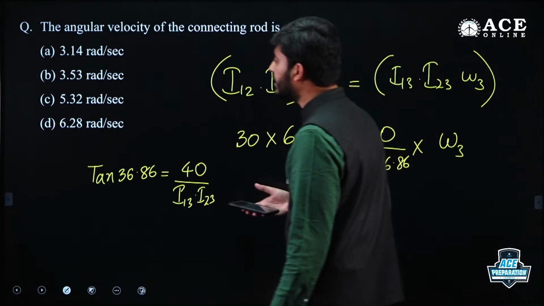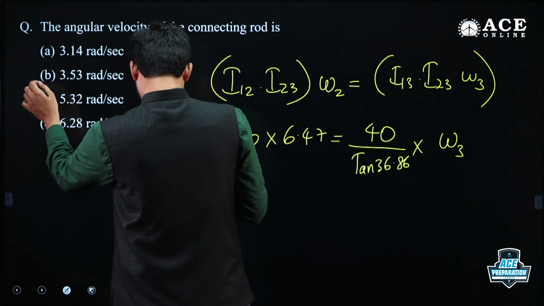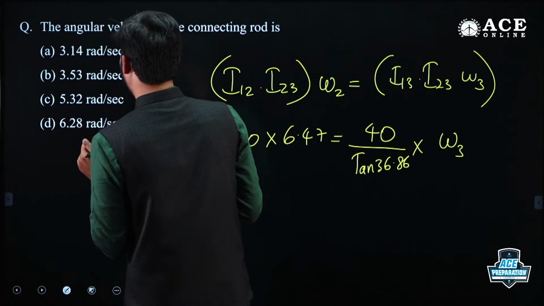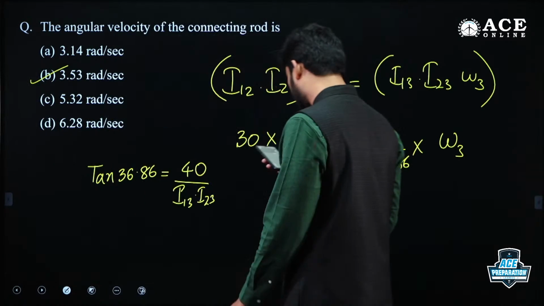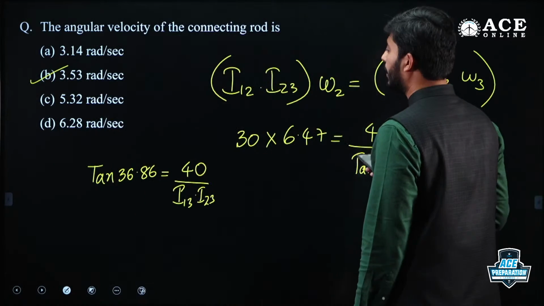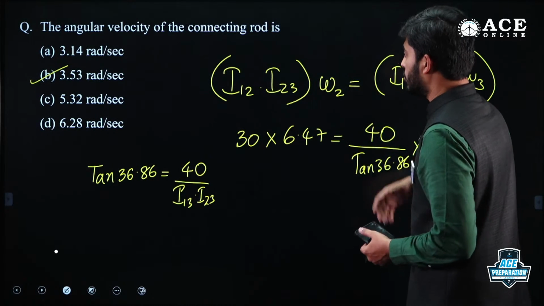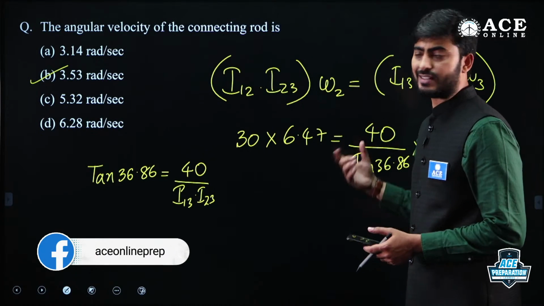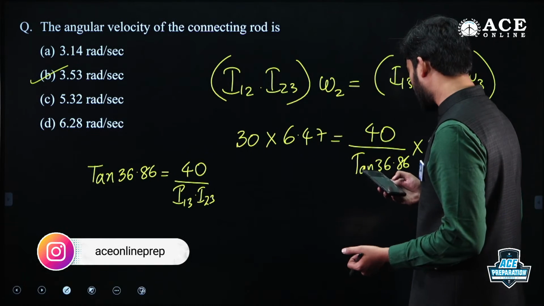Option B, that is 3.53. Priyansh and Himanshu are both saying 3.534, option B, which is correct. Precisely, radians per second, correct. So this is one of the problems from the velocity analysis of the crank slider mechanism, right, guys? Let us move to the next question.